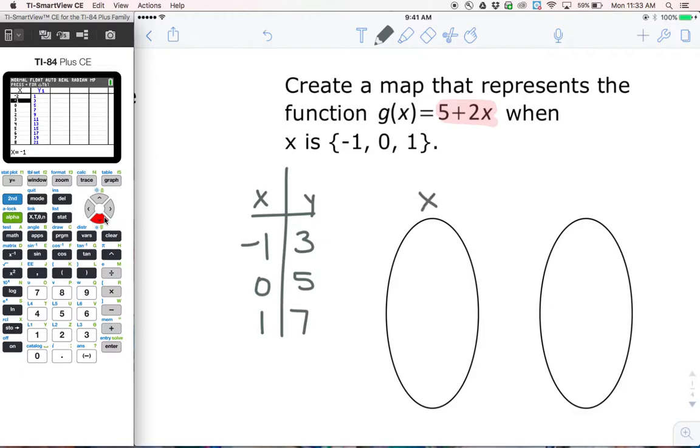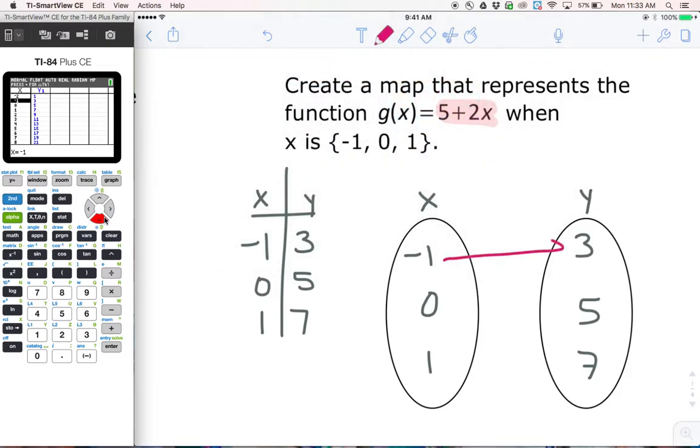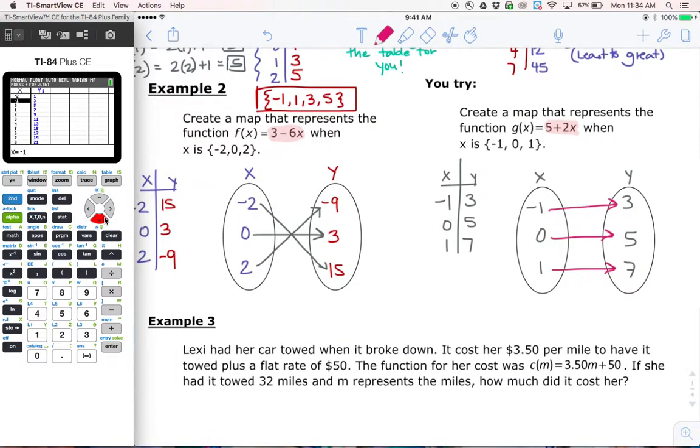Okay, so we've got x's, we've got y's. -1 and 0 and 1, least to greatest, right? 3 and 5 and 7. Okay, so this time it actually works out that our arrows are just going straight across, right? -1 goes with 3, 0 goes with 5, and 1 goes with 7. Okay, so that's a little bit of mapping practice.